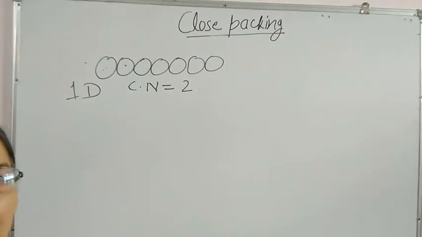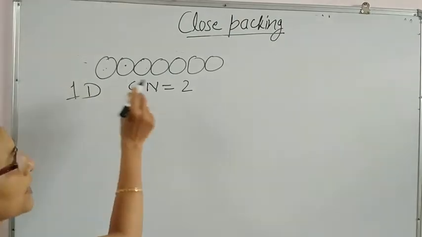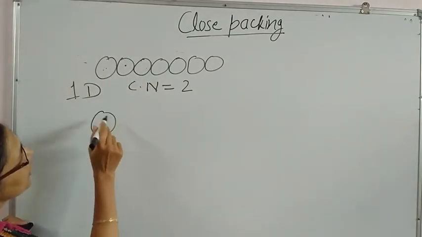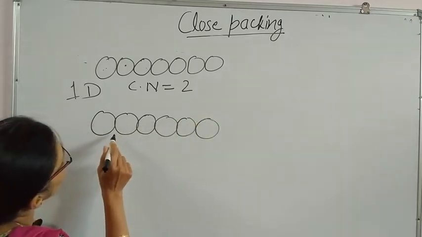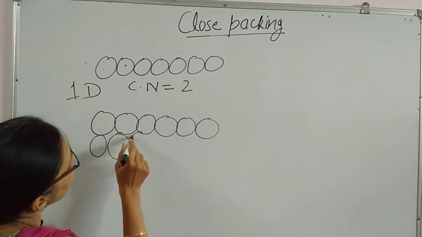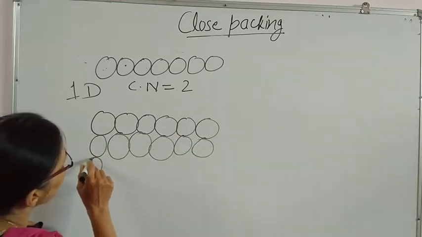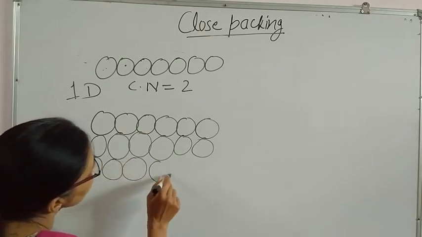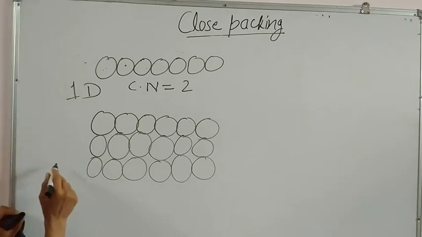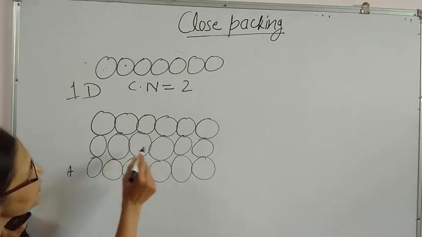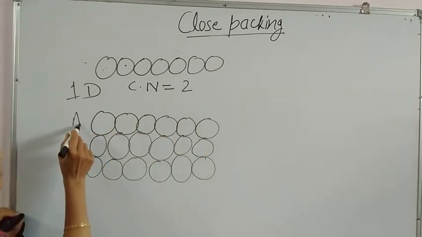Now, the second point of study, that is two-dimensional arrangement. Close packing in 2D. For 2D, suppose the spheres are arranged in one layer. Now this one is the second layer. Again the third layer. You will see here that if this one is A layer, again this one has the similar structure, A layer, again the same A layer.